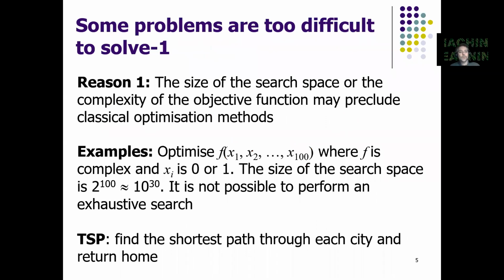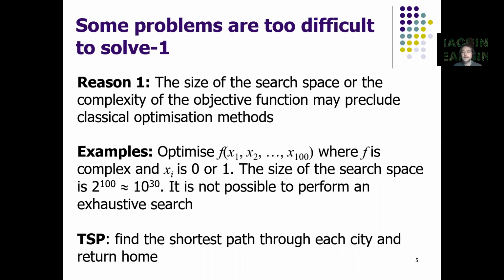Here are some other examples of problems. For example, we have a situation where the search space or the complexity of the objective function does not allow the use of conventional methods. And I have a simple example here. It's a function that depends on 100 variables. Each variable can either be 0 or 1. The search space is 10 to the power of 30. It's impossible to perform an exhaustive search and find the optimal combination of parameters.